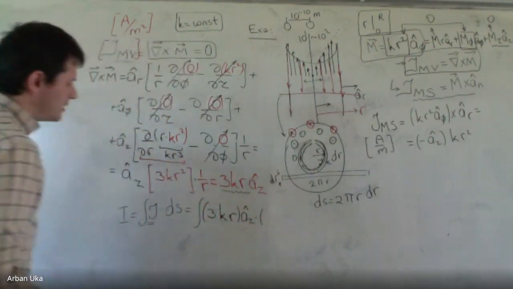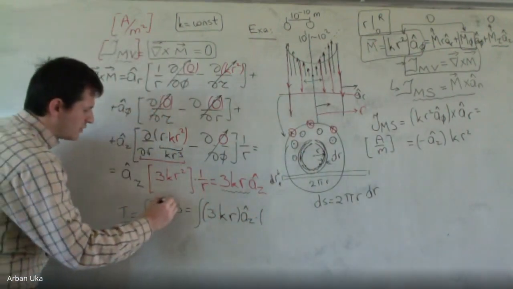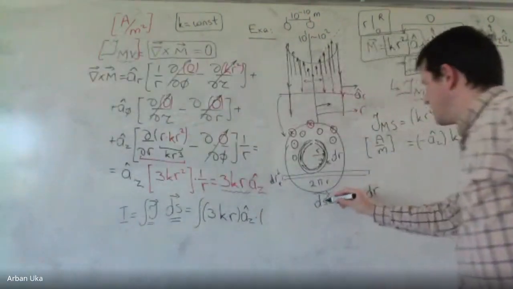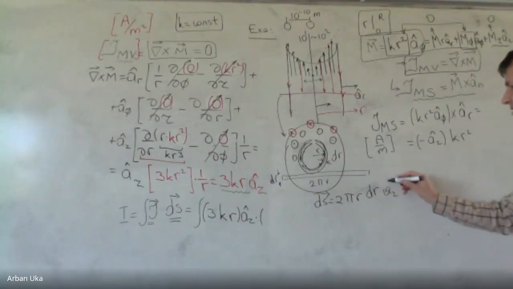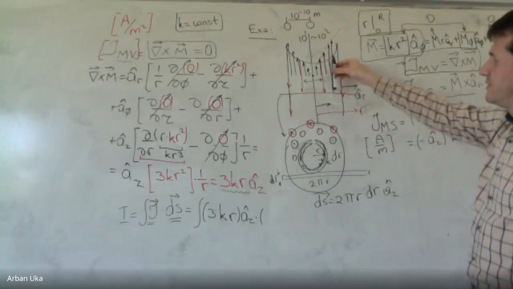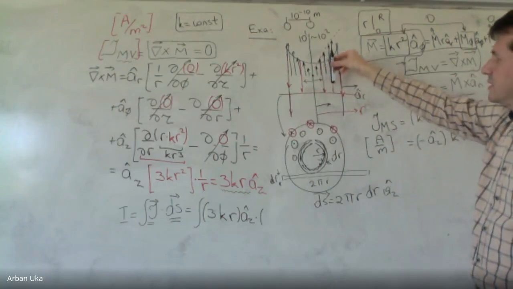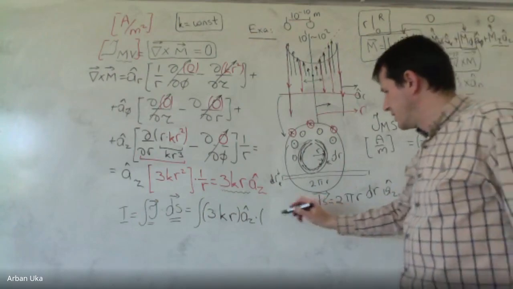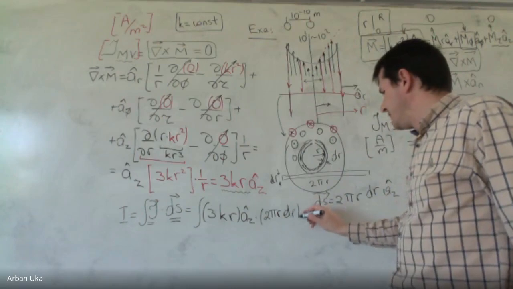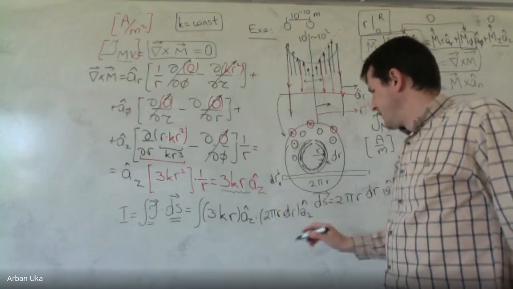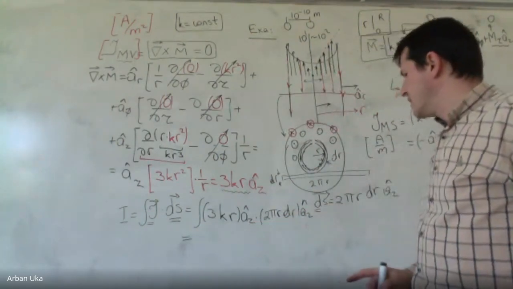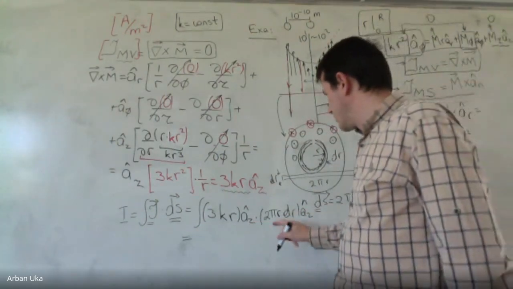dot product with ds. Now these two are vectors, okay? So what is ds? ds, the surface area, is always defined by a vector which is perpendicular to that surface area. So probably you might agree that this is 2 pi r dr AZ. Then AZ dot AZ is equal to 1, so we don't end up with 0 or something.